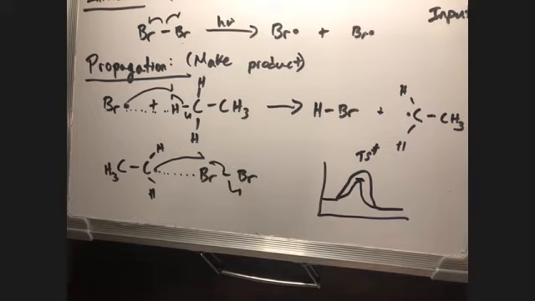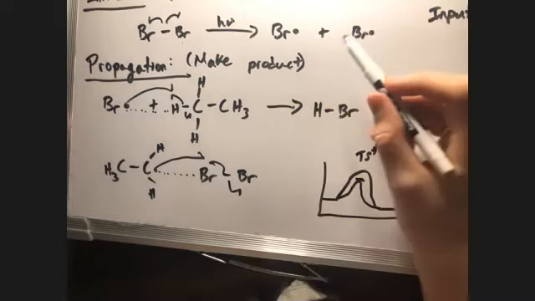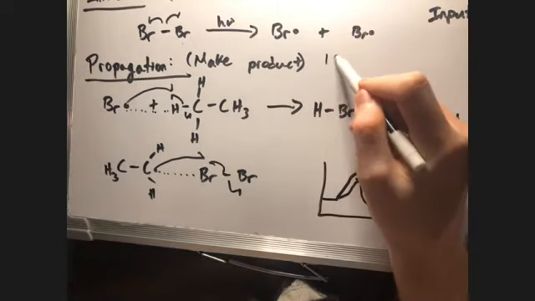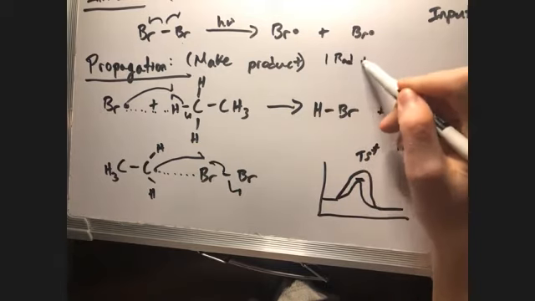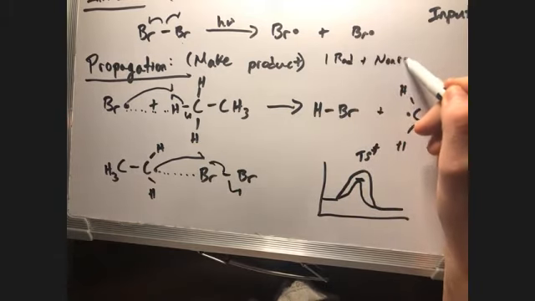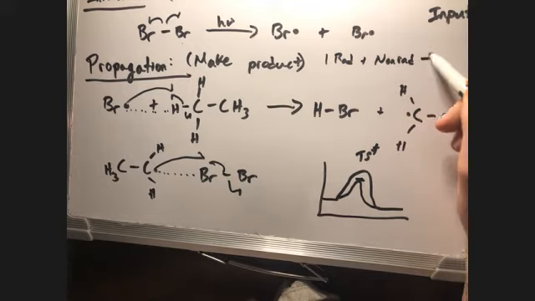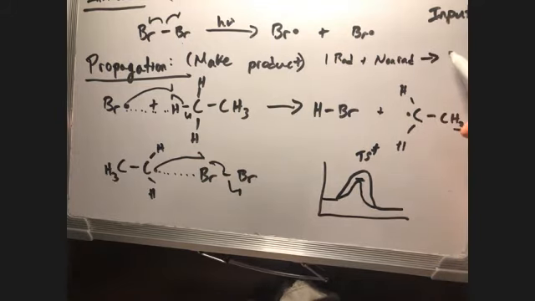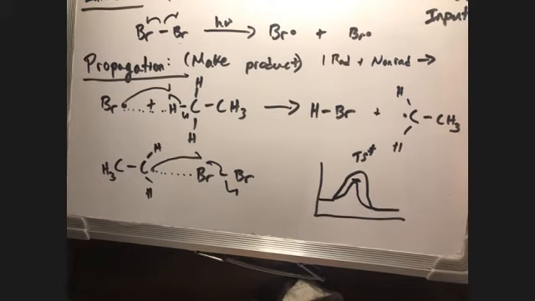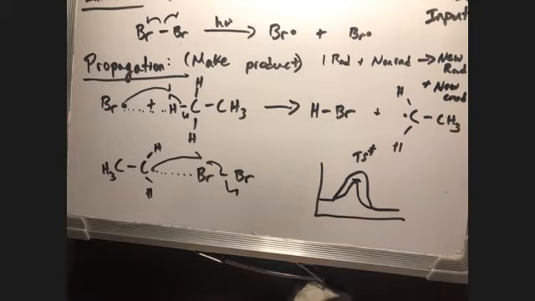Okay, now, so last thing about propagation steps, it always involves one radical and one non-radical. So radical and non-radical as reactants, and then it forms a new radical and a new non-radical product. All right, so I'll just say new rad and then new compound. So the initiation step goes from a non-radical compound to two radicals.